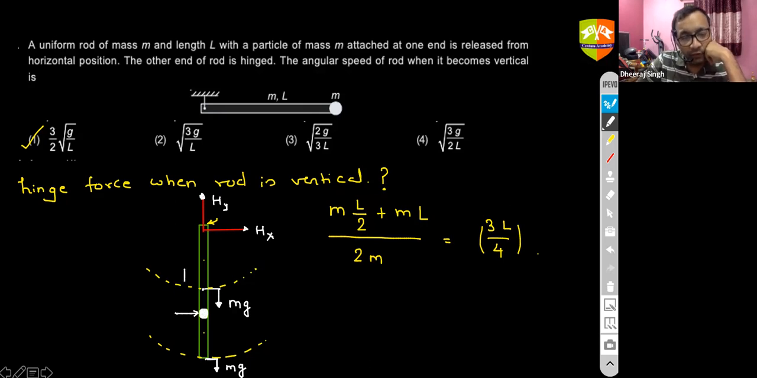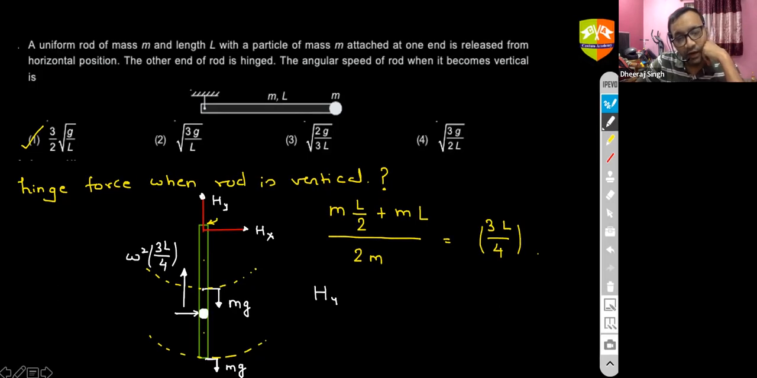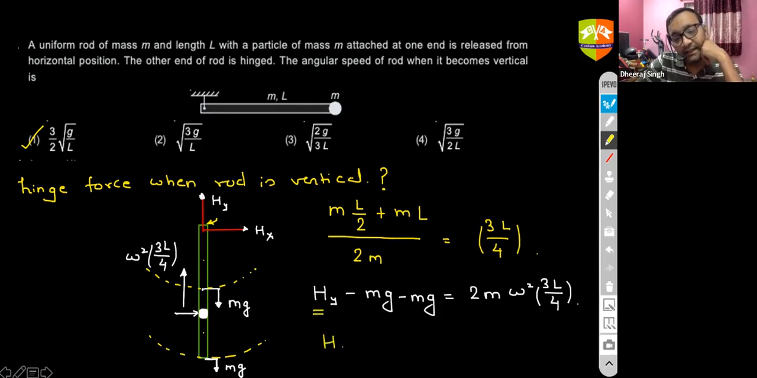So the centripetal force would be towards the center, which will be omega square times the distance of the center of mass, 3l by 4. This is the centripetal acceleration. Is it clear to all of you? Type in. So net force towards the center, HY minus mg, is equal to total mass times acceleration of center of mass, which is this. So from here you get the value of HY, and HX is zero.